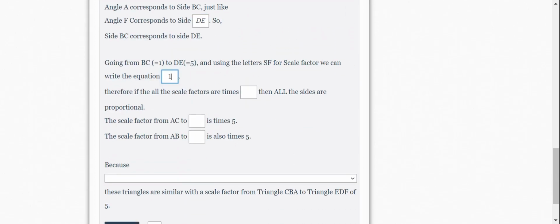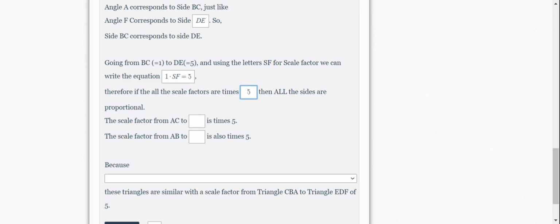So we write 1 times our scale factor gives us 5. That's the idea we're thinking: 1 times something gives us 5. That something is called the scale factor. Therefore all the scale factors are times 5, then all sides are proportional. If that's true, then they're proportional.